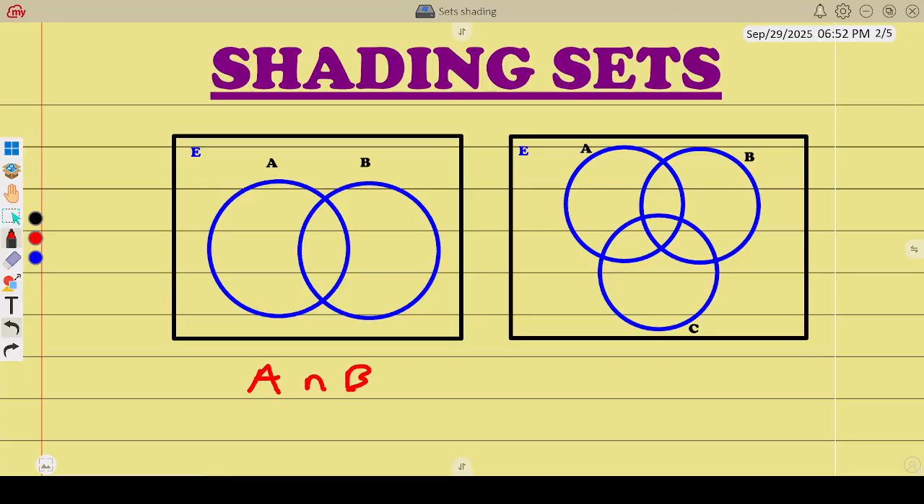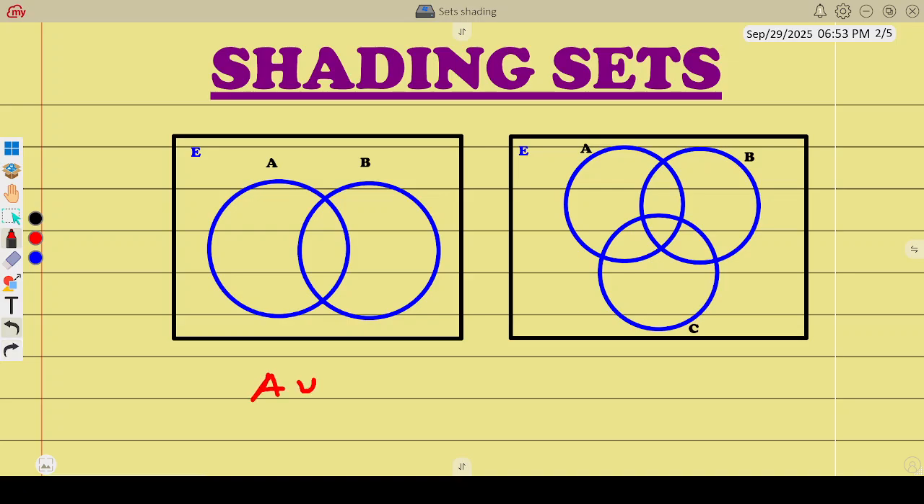If they tell you to shade A intersection B, you already know, you just shade the common area. In the previous videos we learned that A intersection B simply means the common things which are in A and in B. So the intersection is this one here. Even here we can shade A intersection B intersection C. It is just right here, the common of all these. Here there's almost no thinking.